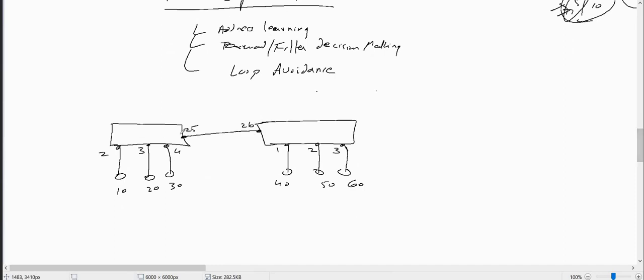So what's going to happen with these frames once they come into the switch? Here is the thing. Once a frame comes inside, the first thing that happens is address learning. What switches will do, switch 1, switch 2, is they will maintain a table called the MAC address table. Everybody knows this.